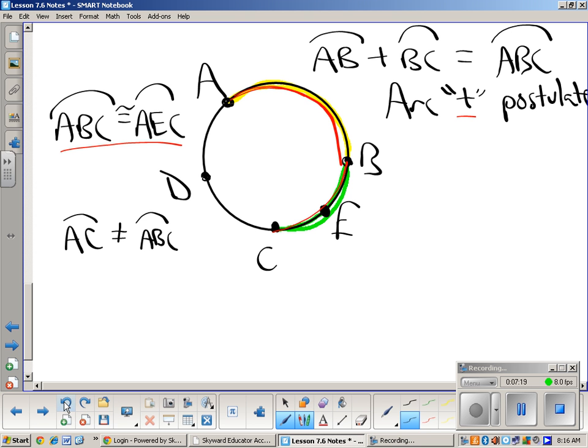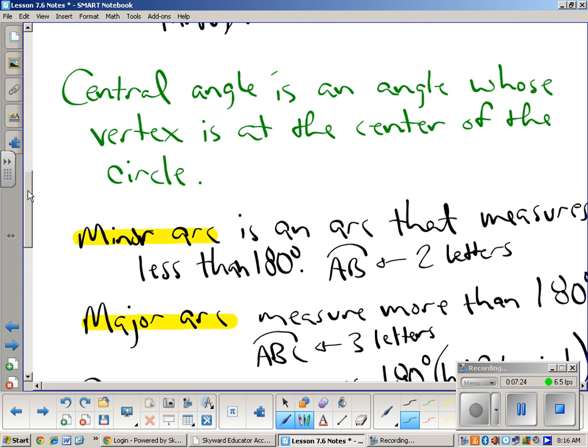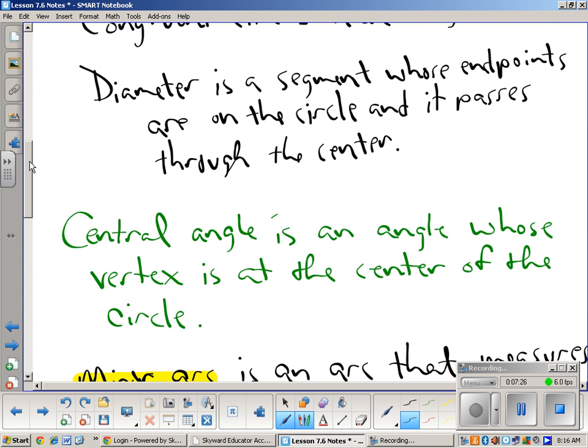All right. Any questions on anything I zoomed through on this page? Okay, moving on.